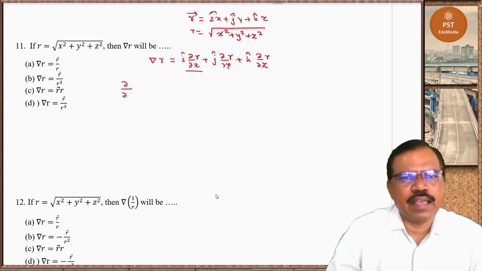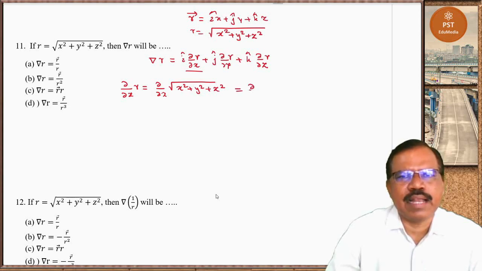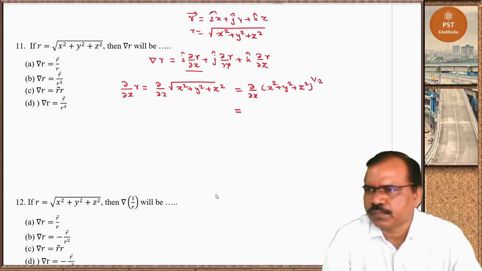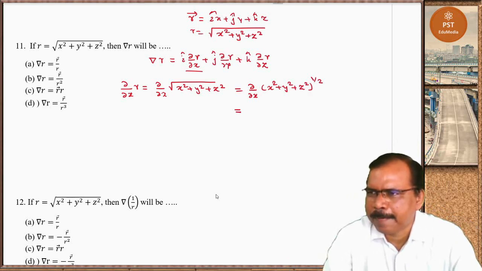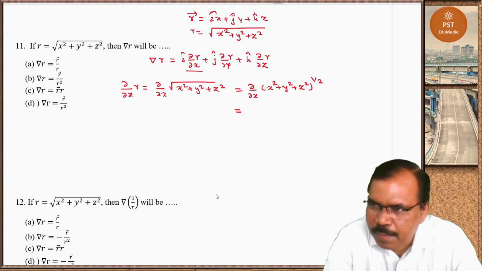So first we take this one, ∂/∂x of r, that is ∂/∂x of root of x square plus y square plus z square, which is ∂/∂x of (x square plus y square plus z square) raised to 1/2. So what will be the derivative? 2x upon 2 root of x square plus y square plus z square.